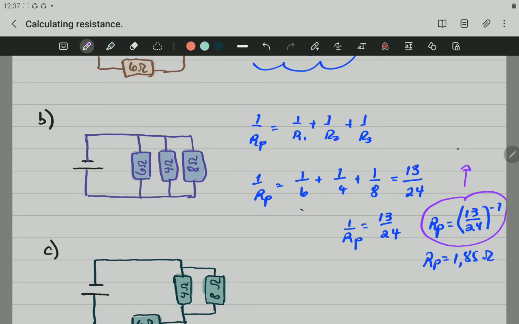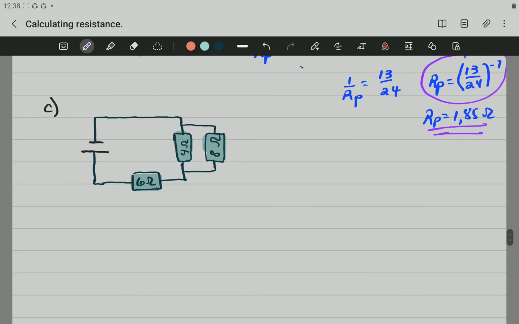This is the same as just changing the places and saying that Rp is equal to 24 divided by 13. So this is the same as saying to the negative 1, and the answer will be 1.85. Okay, and then the final one.